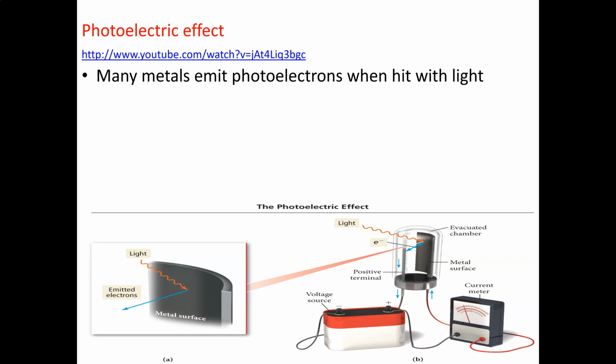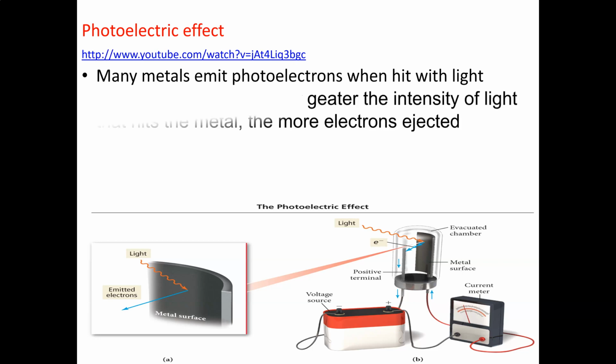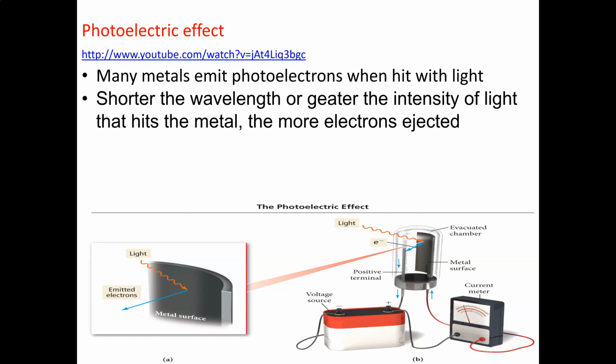So many metals emit electrons when hit with light. Shorter the wavelength, the greater the intensity of light that hits, the more electrons ejected. So if you remember, the relationship: short wavelength is high energy, right? So if you have something with short wavelength, you're saying high energy. That means blue and violet, which are more energetic than, let's say, red and orange. That's one way to impact the amount of electrons that are ejected, the specific color or wavelength you use.